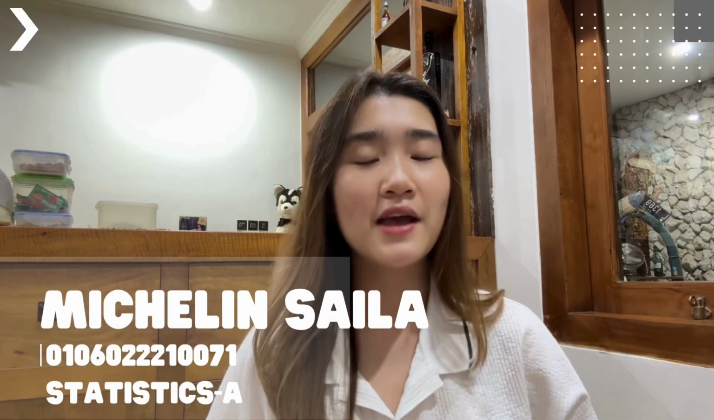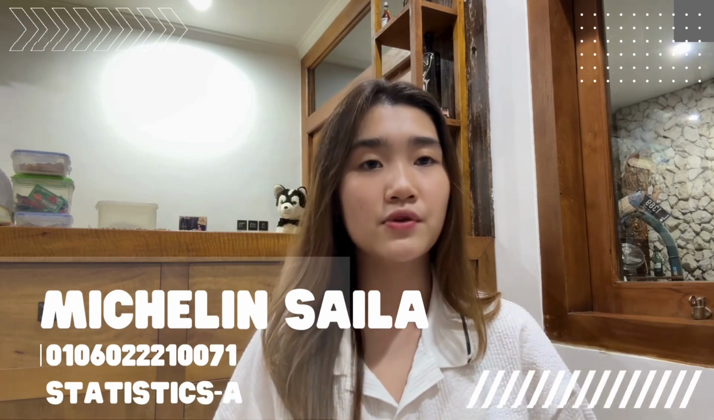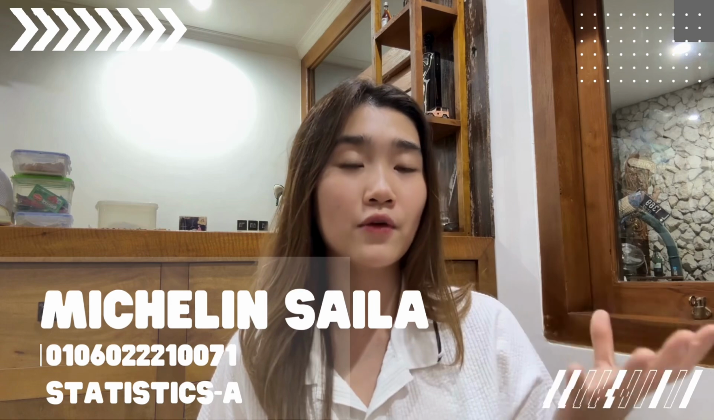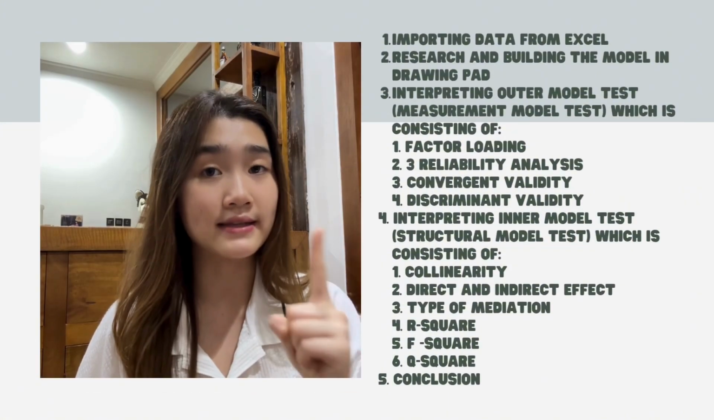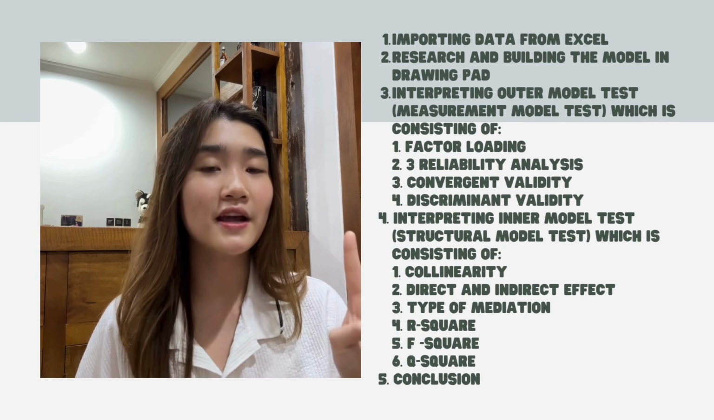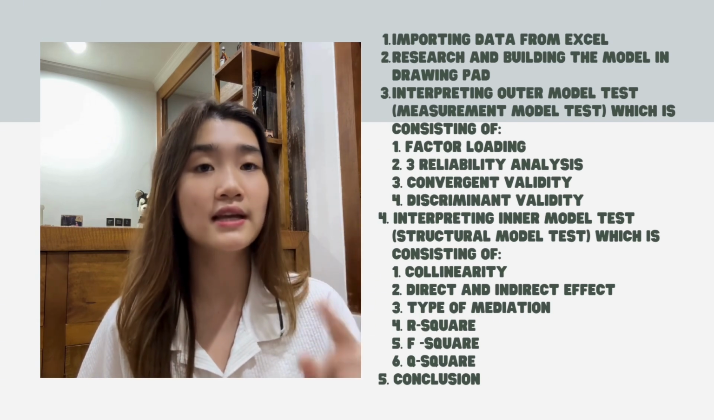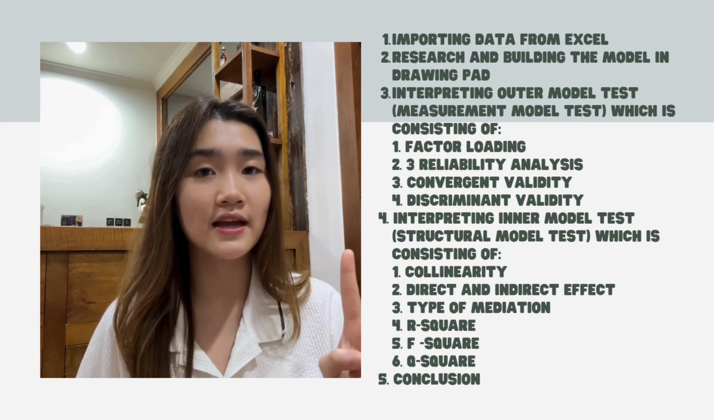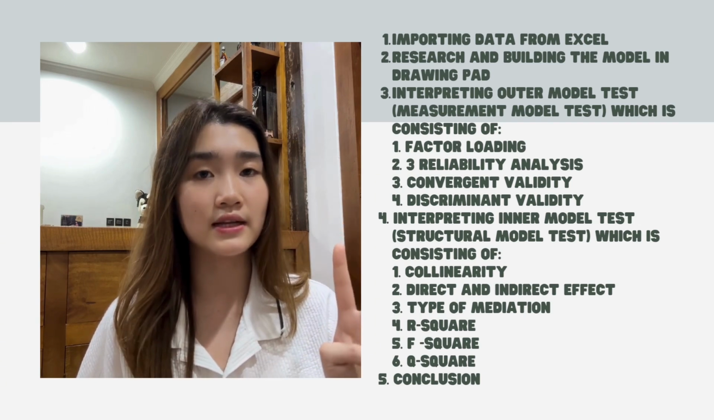In this video, I'll be explaining how to perform a statistical analysis using Smart PLS3, including interpreting both the outer and inner models. The structure of this video is as follows. First, importing data from Excel. Second, research and building the model in drawing pad. Third, interpreting outer model test, which consists of 1. Factor loading, 2. Reliability analysis, 3. Convergent validity, 4. Discriminant validity.